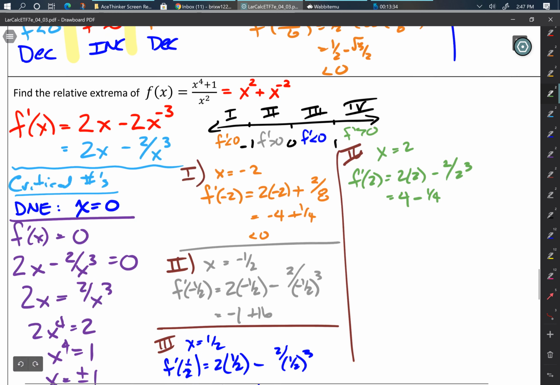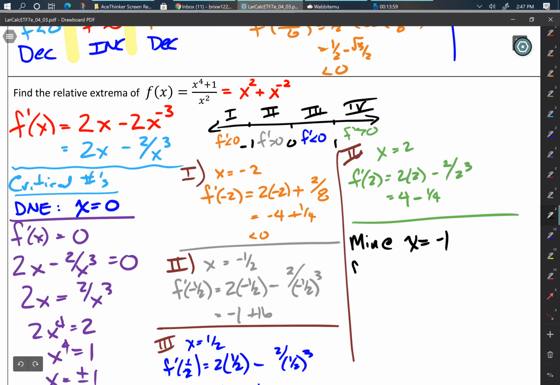Okay, now here's where if a mistake is made, it's going to be made. What's happening at negative 1? Well, to the left, we're negative first derivative. To the right, we're positive first derivative. So that means we're decreasing left, increasing right. So I think we have a minimum at negative 1. Right? So what is f of negative 1?